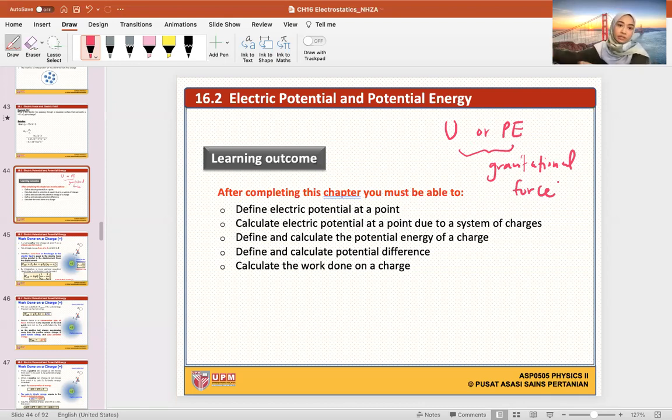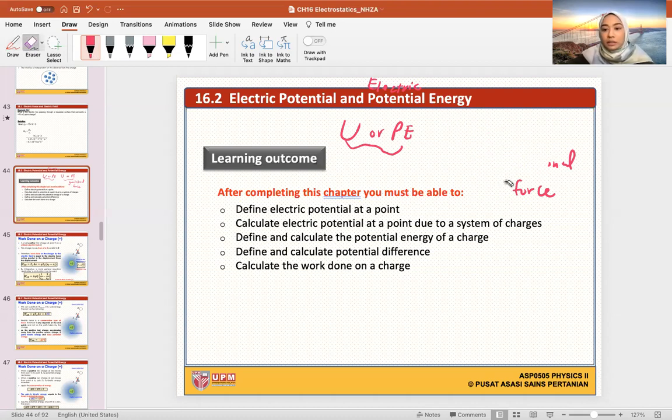And it was related to gravitational force. Here we have electric force. So our U is related to electric force, so it's called electric potential energy. Throughout this subtopic, it will be denoted as U or PE, and you will assume that both refer to electric potential energy. We are not talking about gravitational in this chapter. So this U and PE refer exclusively to electric potential energy in this chapter.